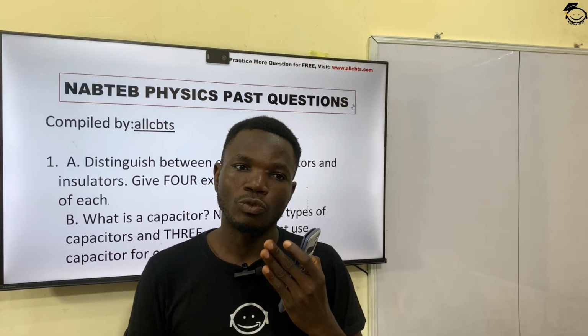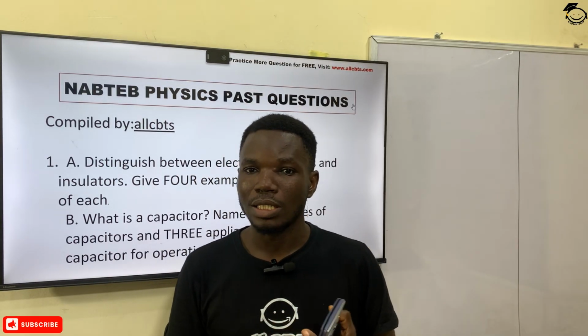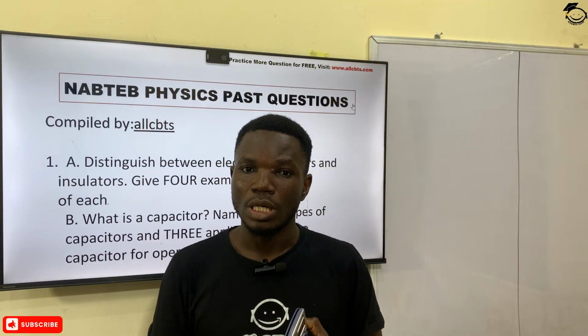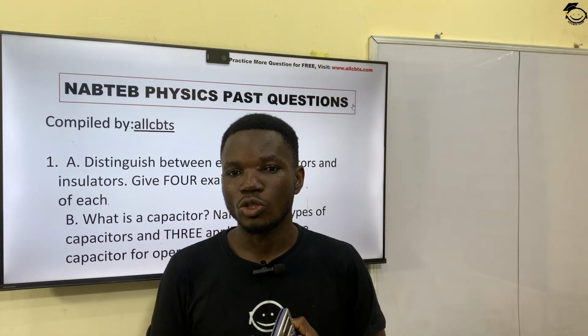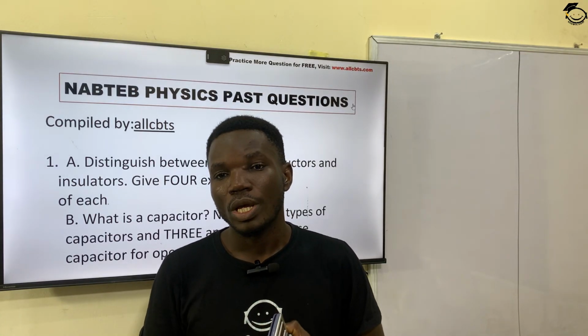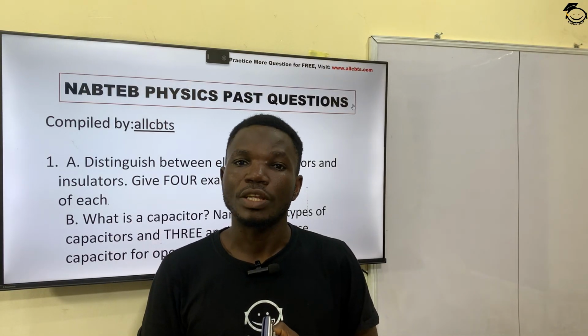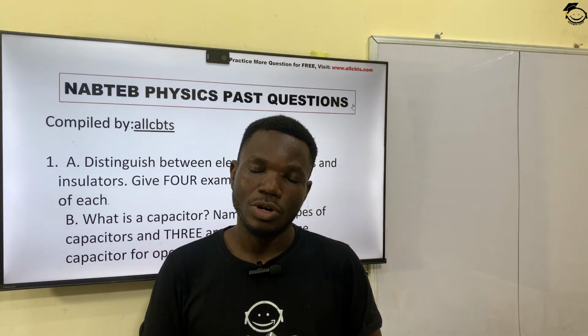So it allows the free flow of charges. Examples of electric conductors include all metals. So all metals are generally conductors of electricity. We also have substances such as salt solution, which we call brine, which is also a conductor of electricity. In fact, the human body is also a conductor of electricity. So current can pass through you.